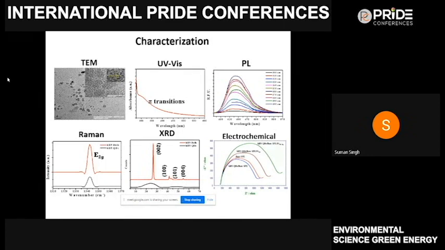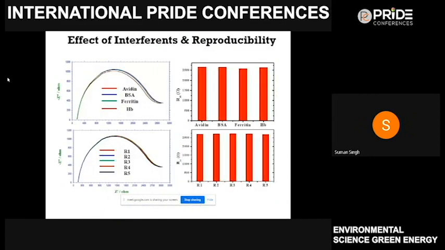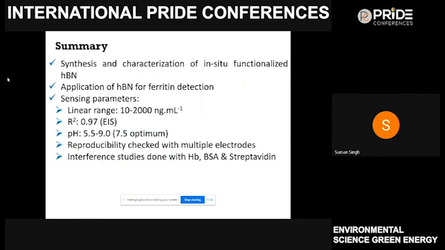For the electrochemical characterization, we used impedance to see their electrical conductivity. Ferritin sensing was also done using impedance spectroscopy, and in this case we got a linearity from 10 to 2000 nanograms. These are interference and reproducibility studies, where we used avidin, BSA, ferritin, and hemoglobin. We measured the response of 5 electrodes, which showed identical behavior.